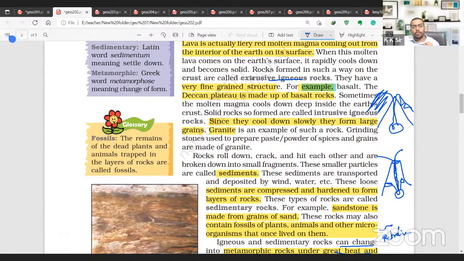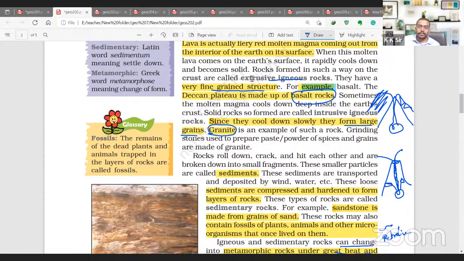तो हम जो ग्रेनाइट देखते हैं ना, ग्रेनाइट, granites are example of intrusive igneous rocks, whereas the basalt rocks that we see in Deccan Plateau, these are extrusive igneous rocks. अब यहाँ पे दो चीजें और है, fine grained structure and large grain structures. Can anybody explain me? कुछ कोई relate कर पा रहे हो तुम लोग? Why extrusive igneous rocks will have fine grained and intrusive igneous rocks will have large grains?